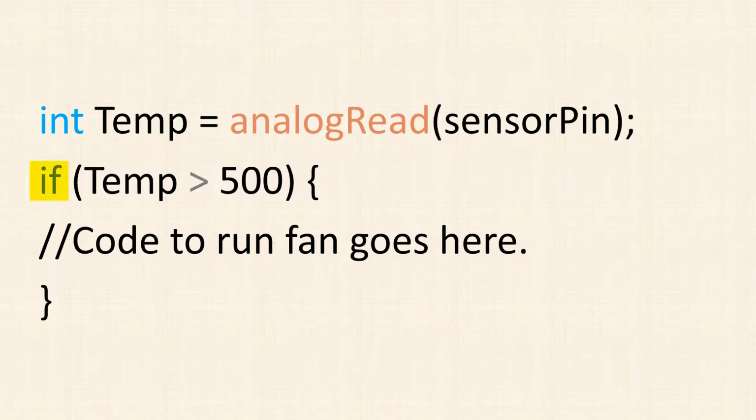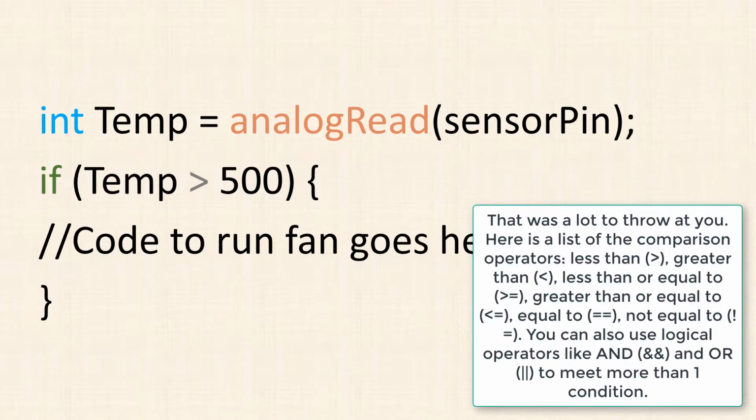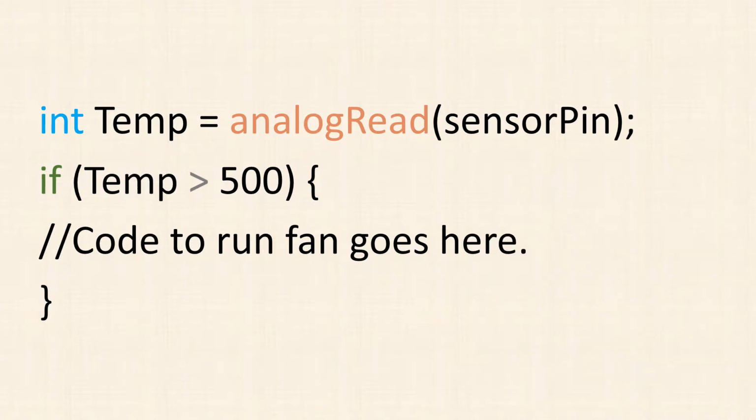Let's break it down. We see the word if, and then we see a comparison inside the parentheses. Now that comparison could be anything. It could be less than, greater than, less than or equal to, greater than or equal to or not equal to. And then we have the opening curly brace. And then you would insert code that would run the fan and then have the closing curly brace. Notice that the code inside the curly braces only gets executed if that conditional statement is true. So if analog read returns a value less than 500, the code does not execute.